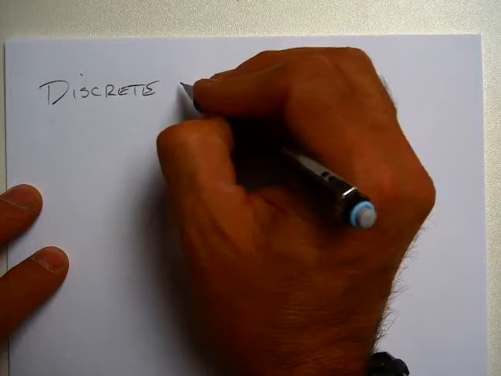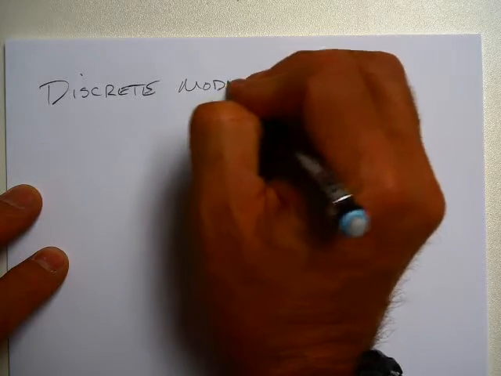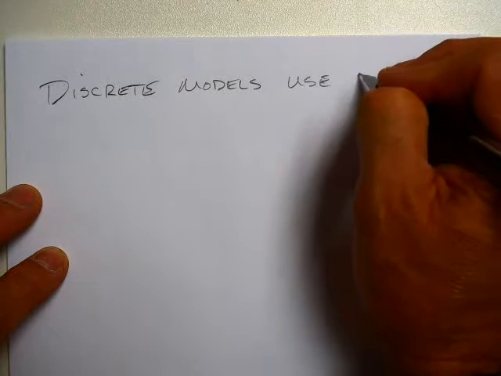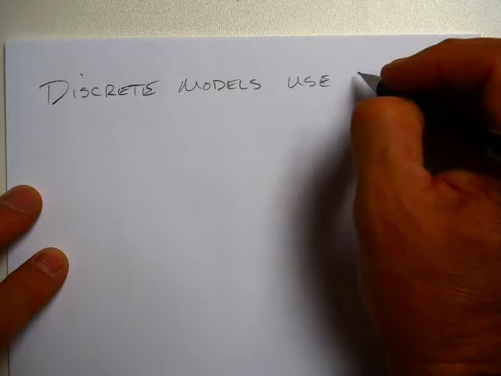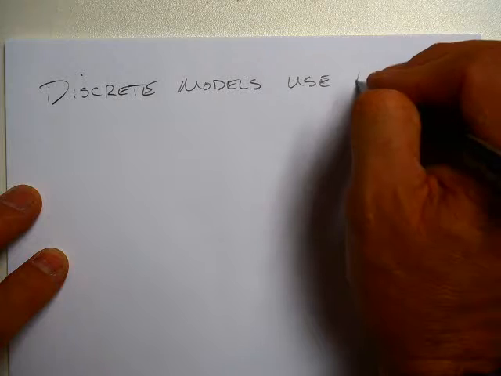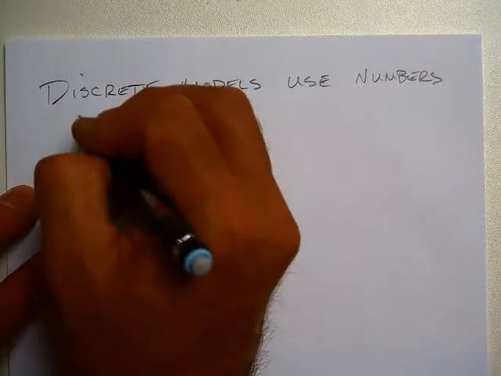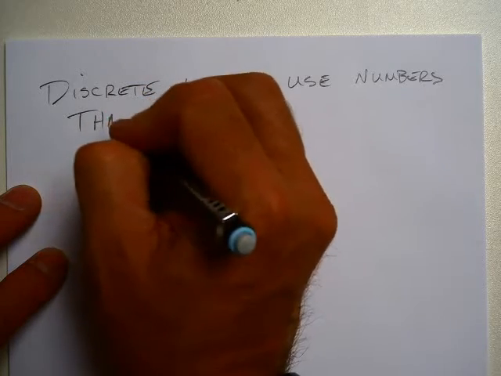Discrete models use numbers that can't be fractioned.